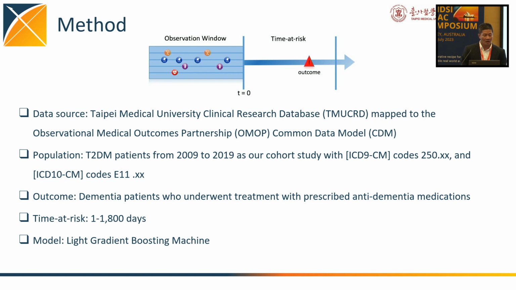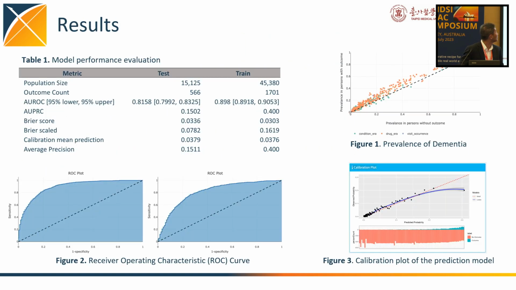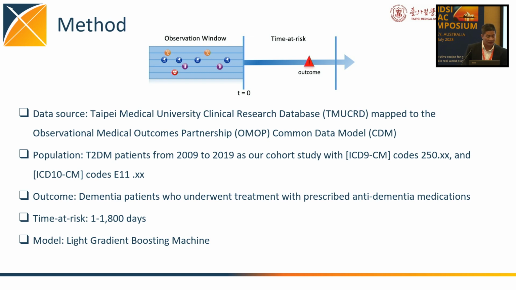For the outcome, we defined dementia patients as those who underwent treatment with prescribed anti-dementia medication among the 3 medical centers of Taipei Medical University. And we defined the time at risk from 1 to 5 years. For models, we tried several models, but we selected the optimal model, which is a light gradient boosting machine.